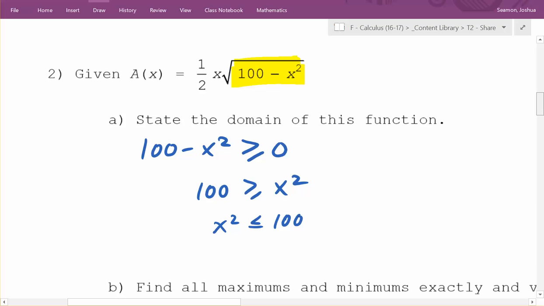Less than or equal to 100. Now you have to be really, really careful about this, right? How do you properly solve this inequality? What do you do? Alex, what do you do if you want to properly solve this?